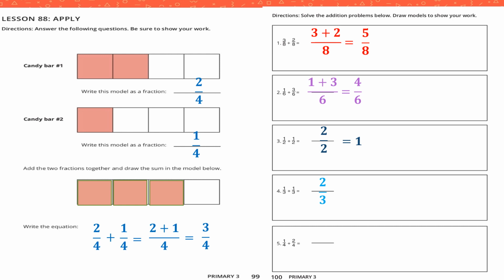The last one here, 1 over 4 plus 2 over 4. Look at down, we have same denominators. So put the denominator as it is in the result. This is step number 1. Step number 2, add the numerators together. 1 plus 2 equals 3. So the result will be 3. And down the denominators, no change, put it as it is, 4. 3 over 4.